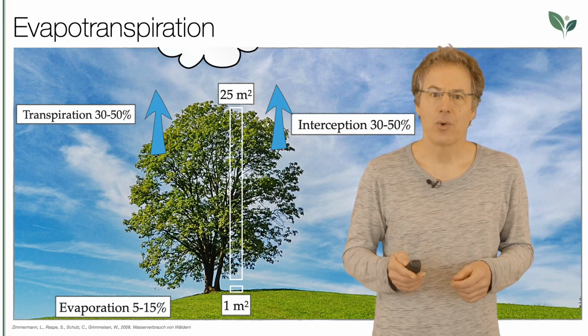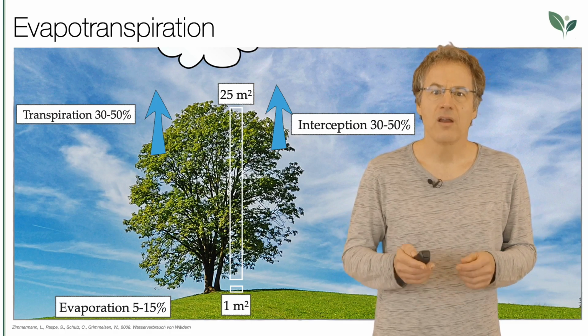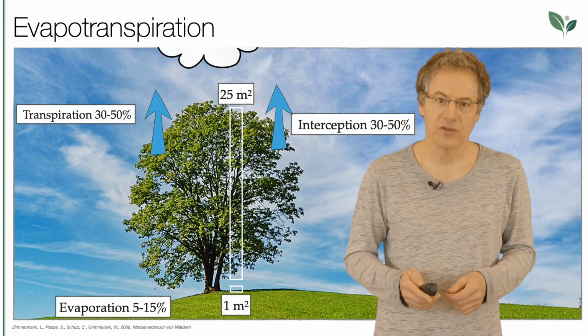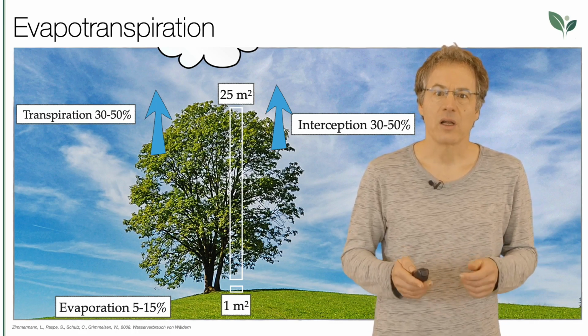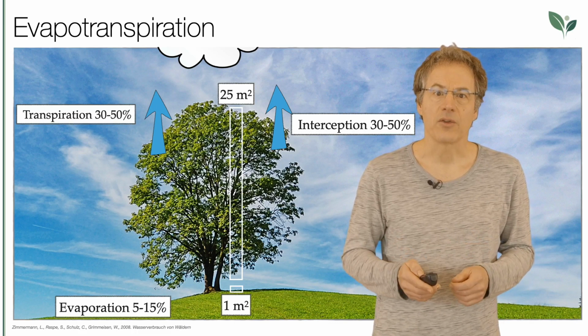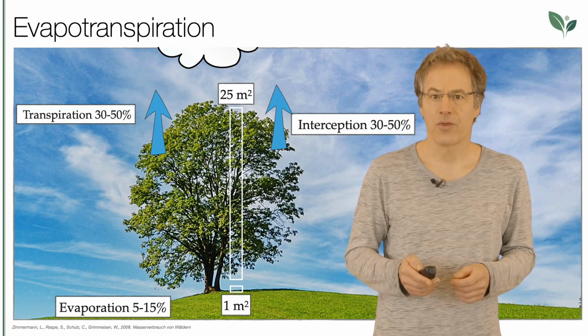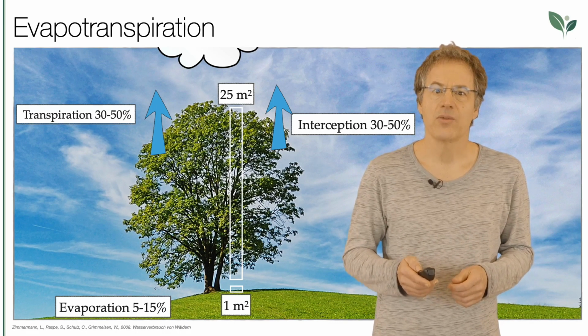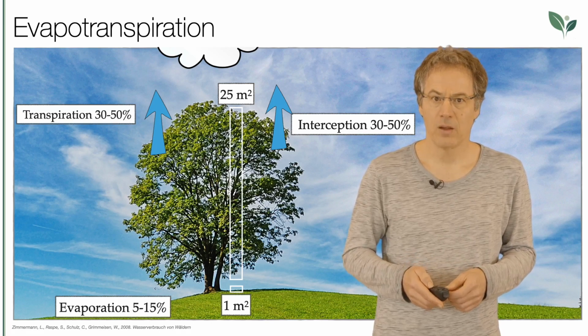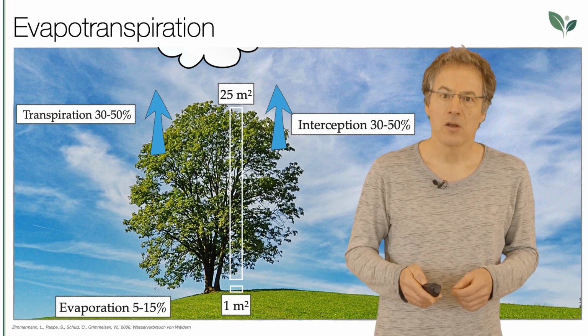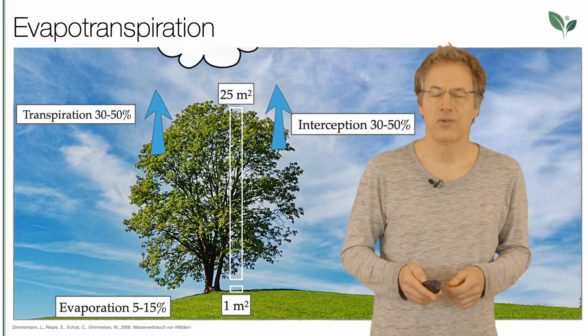Evaporation makes up an important part of the entire evapotranspiration process. This so-called interception, like the active sweating of the tree, also accounts for 30 to 50% of the evapotranspiration capacity of a tree. Evaporation through soil makes up for only 5 to 15%.